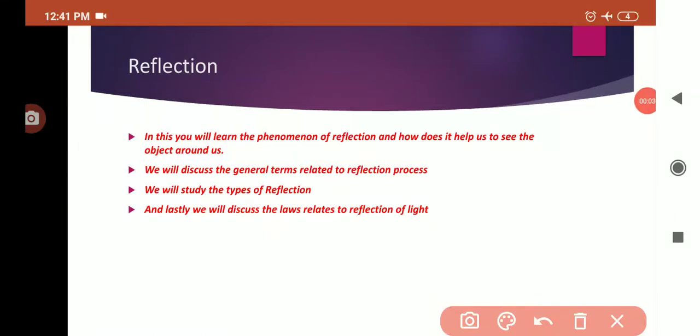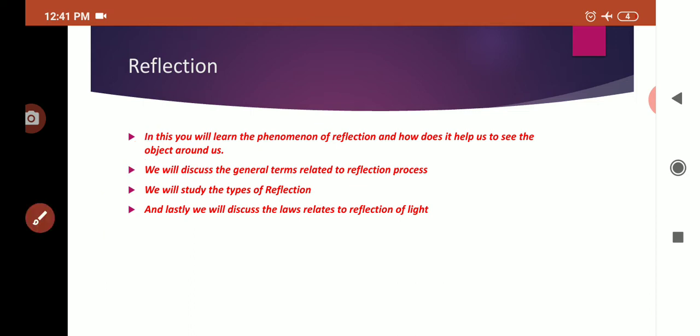Today we are going to discuss the concept of reflection. In this topic I have divided this video into two parts. Let us discuss the things we need to know related to reflection. In today's video I'll be explaining the first two topics, that is the concept of reflection and some general terms, and in the next video I'll be dealing with types of reflection and the laws related to reflection.